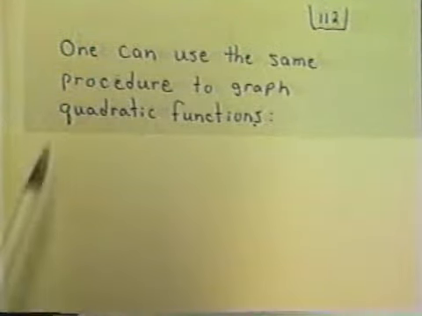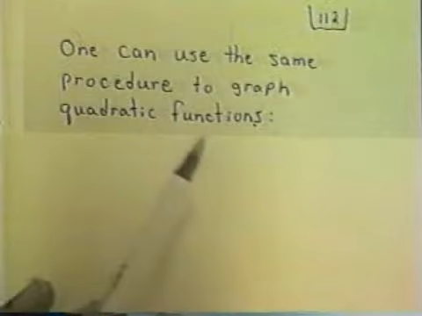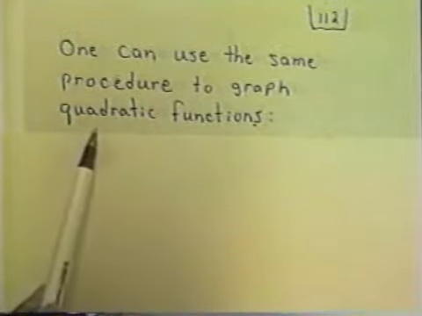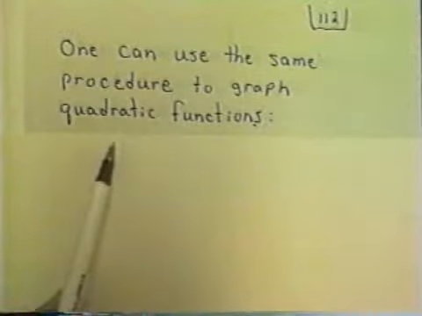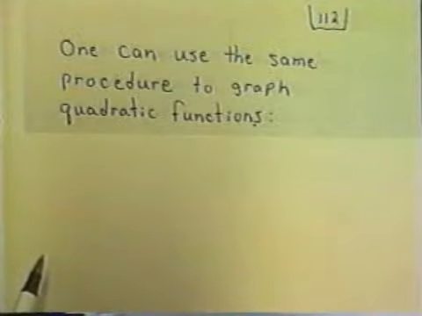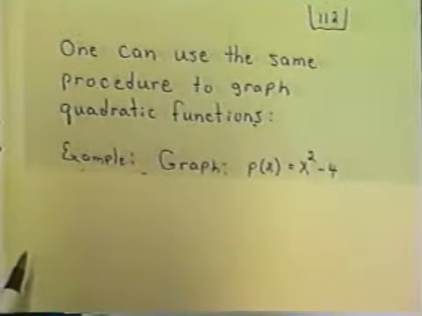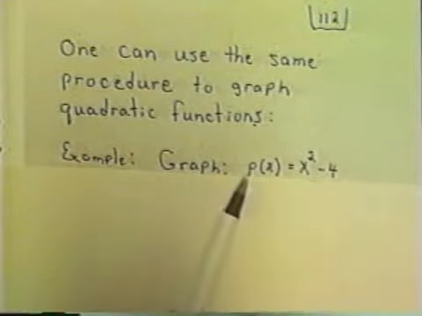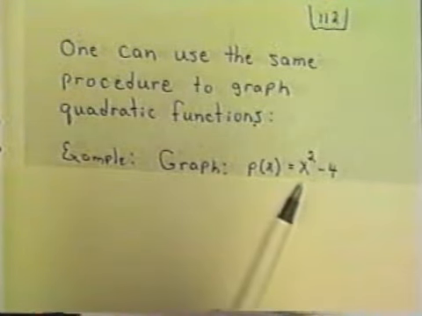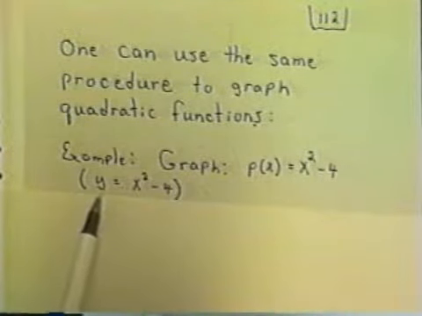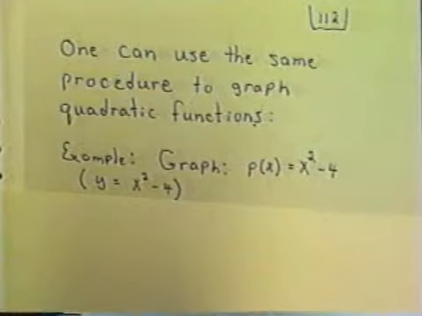One can use the same procedure that I gave you earlier to graph quadratic functions. In other words, to graph quadratic functions, one would solve for y, make a table of values, plot the points, and draw the curve. Let's look at an example. Let's graph p as a function of x is equal to x squared minus 4. Or, that's the same as graphing y is equal to x squared minus 4.